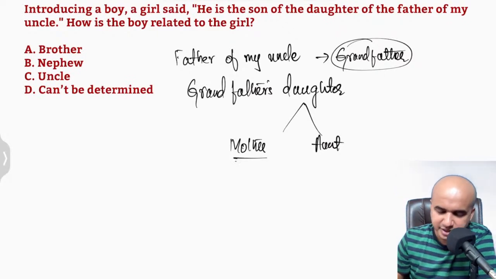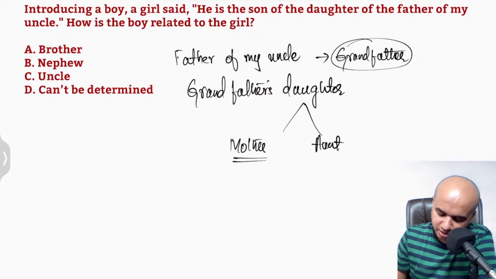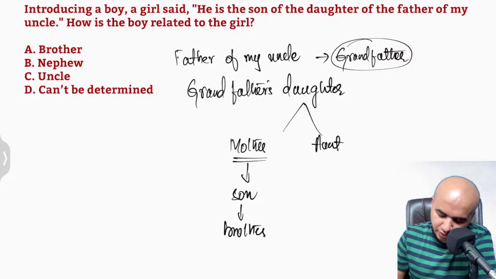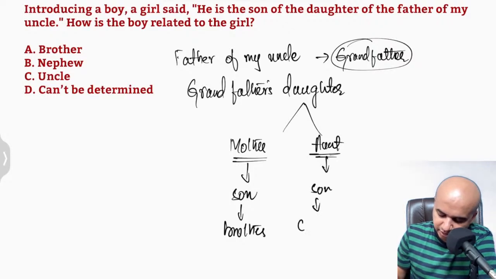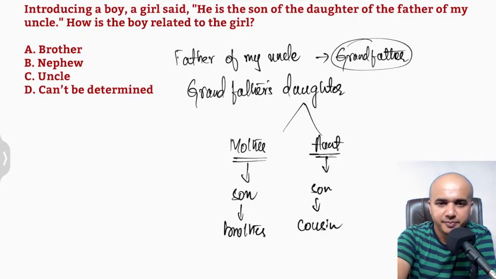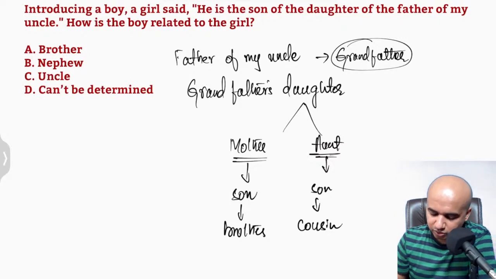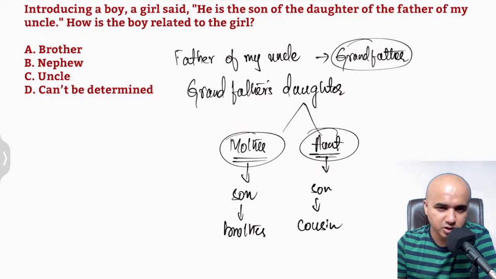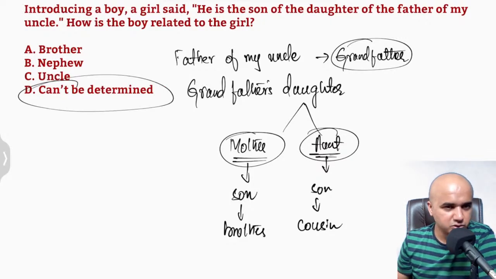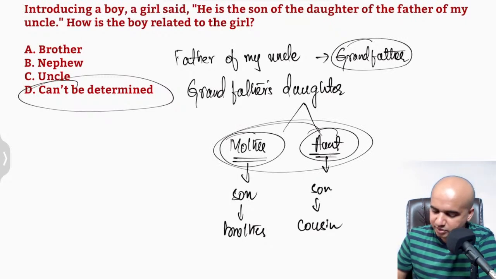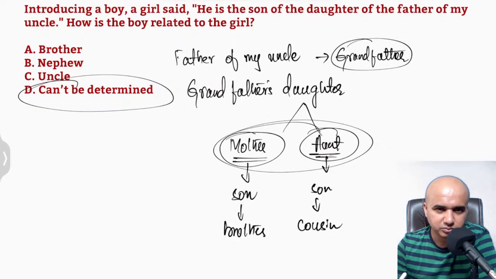Now let's assume for a second that it is mother. So son of that daughter is mother's son. Your mother's son would be your brother, obviously. Your aunt's son, if it is aunt, would be your cousin. So in this case the answer would be either brother or cousin. But the problem is, we do not know whether this daughter of your grandfather is your mother or your aunt. So once again we'll have to unfortunately choose can't be determined. There is no clarity here. No matter what they would have done, it still would be unclear. Let's move on.